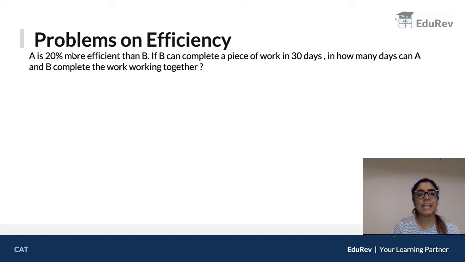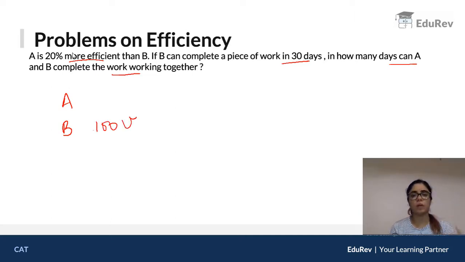Okay, A is 20% more efficient than B. If B can complete a piece of work in 30 days, in how many days can A and B complete the work working together? Now A is 20% more efficient than B. So that means what? Let's say B does 100 units, you can take one also, not a problem. I'm just taking 100 for convenience. If B does 100 units, A is 20% more efficient, so A will do 120 units.